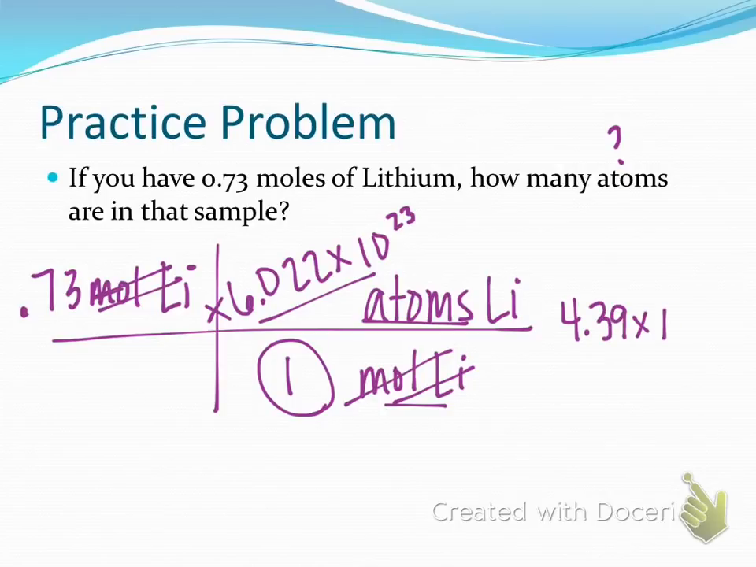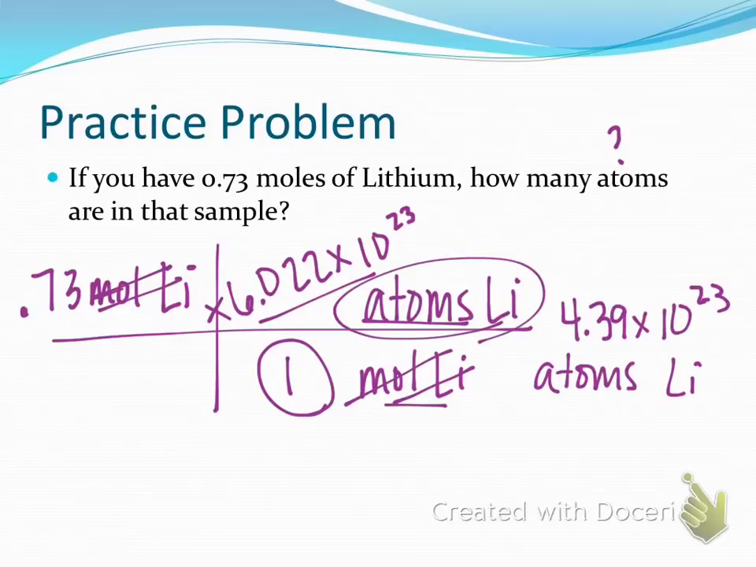4.39 times 10 to the 23rd. And what's our units here? Good. Atoms of lithium, right? Because we're left with atoms. That's what we wanted. So you don't have to write like the 606. No, just 2 decimals is usually fine. Okay, I'm not too picky about that.